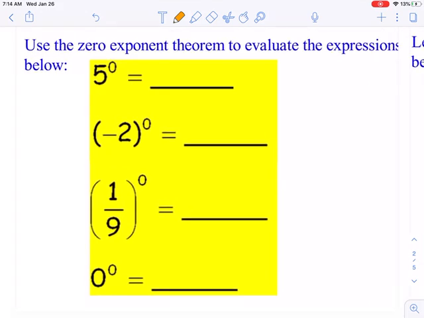So if we see questions like this on a quiz or a test, we should be super happy. Because if we remember the 0 exponent rule, these go pretty quick, right? What's 5 to the 0 power? 1. What's negative 2 to the 0 power? 1. What's 1/9 to the 0 power? 1. If I asked you what's 1 million raised to the 0 power, we'd also say 1. The only one we got to keep track of is 0 to the 0. That's where we'd have to say undefined.